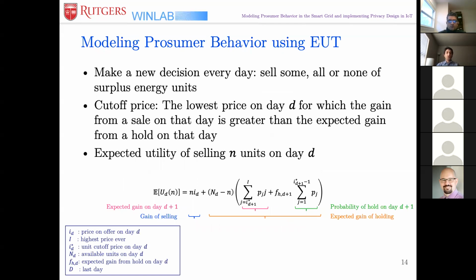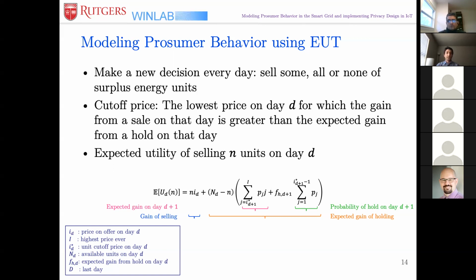For modeling the system, we should consider that prosumer participants in our power grid scenario have to make a new decision every day regarding whether to sell some, all, or none of their surplus energy units to a central utility at the price offered by the utility. To make this decision, they must assess the probability that they would receive a higher payoff in the future for those units if they choose not to sell them today. So expected utilities are computed for sell and hold decisions, the components of which are the gain realized from selling and the potential gain from not selling.